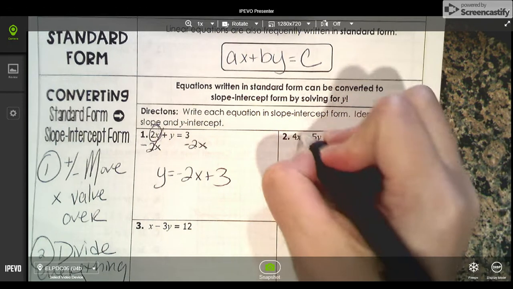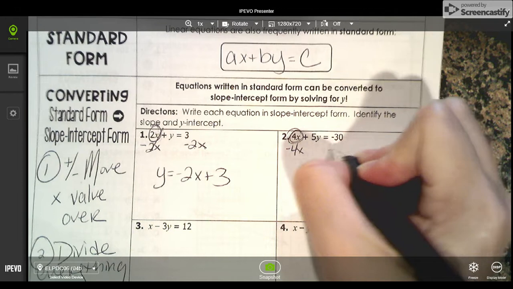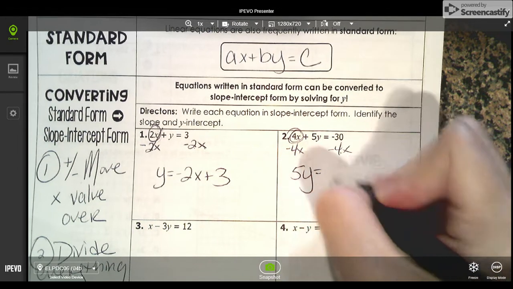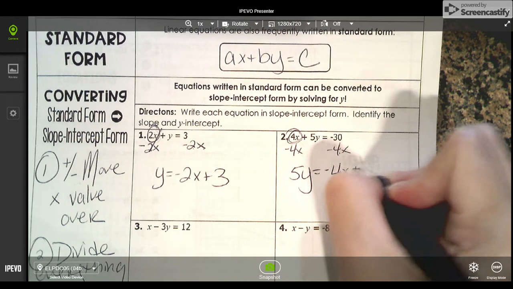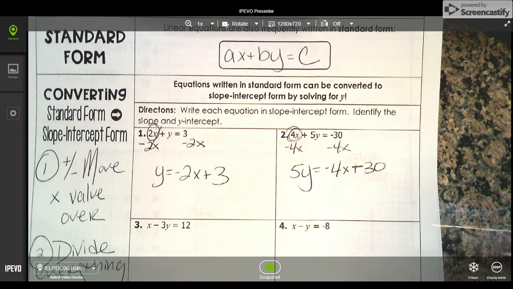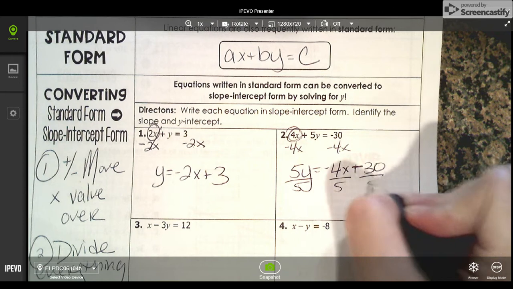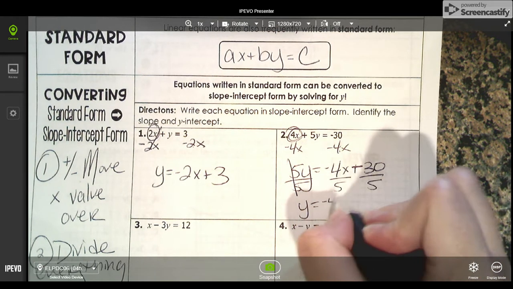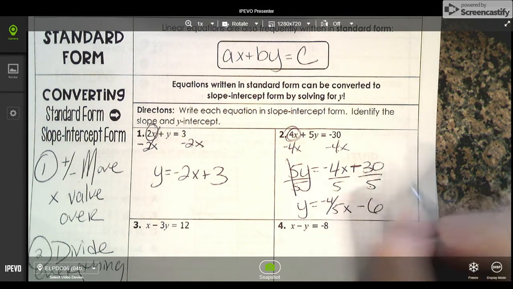So number two, move your x's first. It's positive 4x, so I'm going to subtract 4x. Do not put your x's with your constant. So the negative 4x does not go, oh, it's negative 30, with your 30, negative 30. Then step two is divide everything by what's in front of your y. If it doesn't reduce, leave it. So 4/5 does not reduce, so I'm going to leave it. 30 divided by 5 is 6.